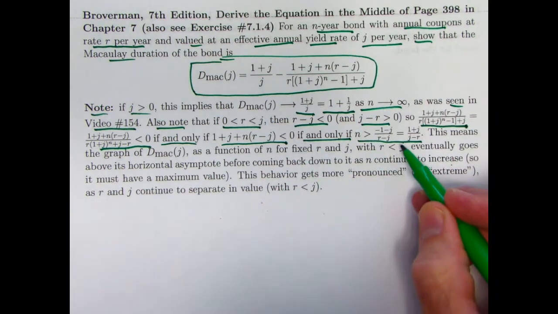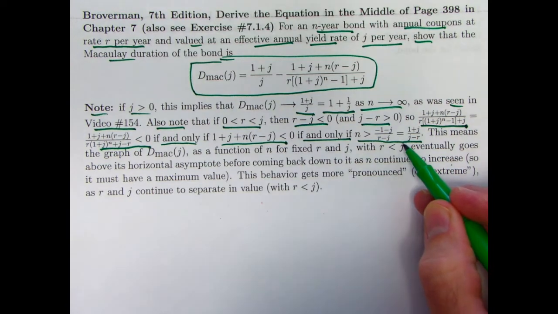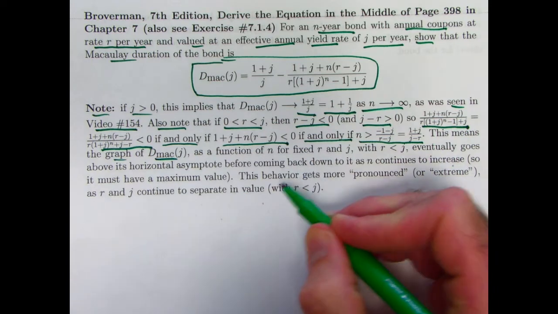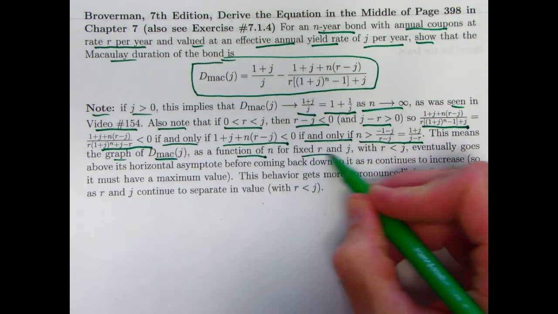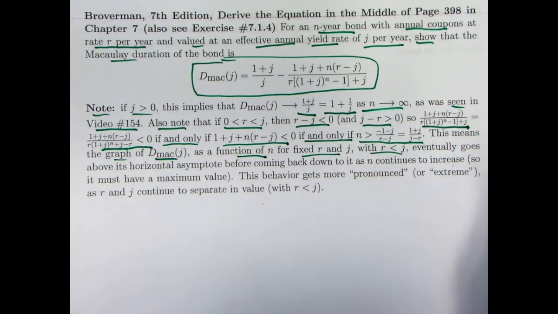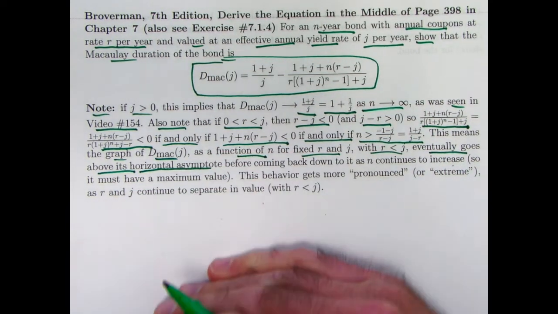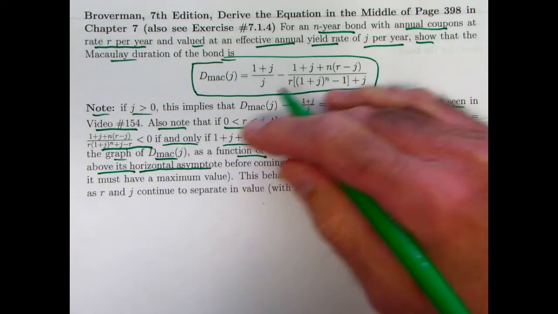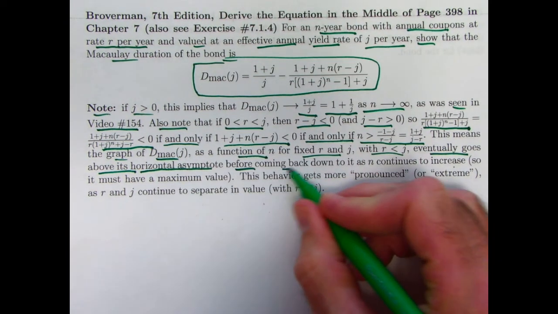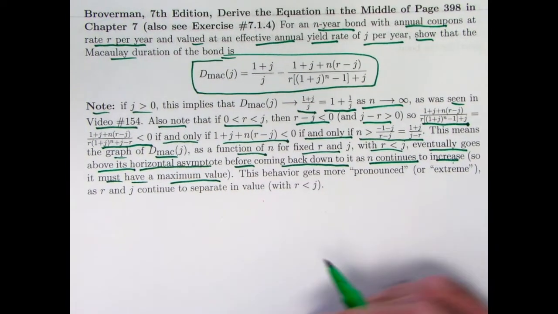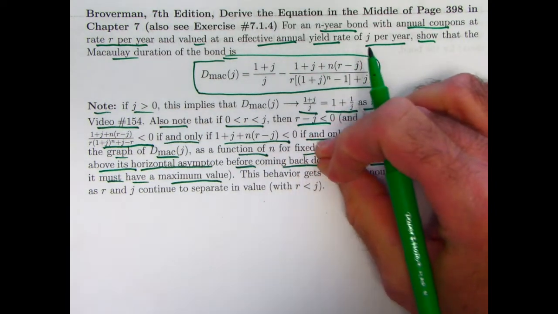So again, what I'm saying is this thing that we're subtracting in the formula for the Macaulay duration is negative when n is large enough in the situation where r is less than j. Okay, what does that mean? That if we're subtracting something negative, that means we're really adding something positive. So that means that the graph of the Macaulay duration as a function of n for fixed r and j with r less than j, think about this carefully, eventually goes above its horizontal asymptote. It doesn't just approach it from below, it goes above it before coming back down to it as n continues to increase. So it must have a maximum value. The graph must go up before coming back down.